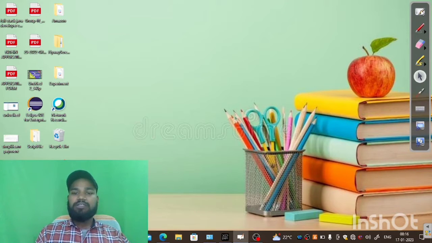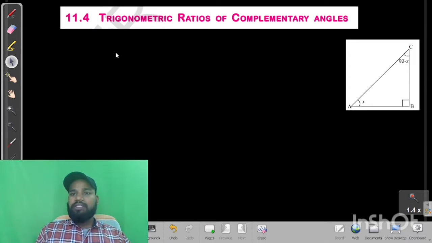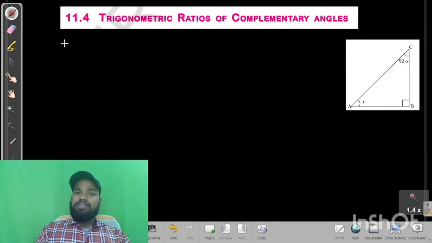So see here, as of now, trigonometric ratios of complementary angles. Basically we already learned what trigonometric ratios are, right? What is new here is complementary angles. So what is meant by complementary angles?